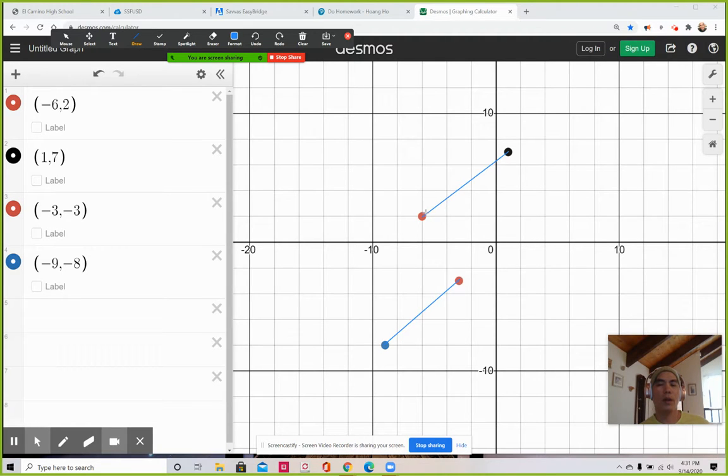Okay. You can see the slope. Go up 2.5 boxes over here. Go to the right side 3.5. Up 2.5. Go to the right side 3.5. So the slopes equal each other. So the two lines are parallel.